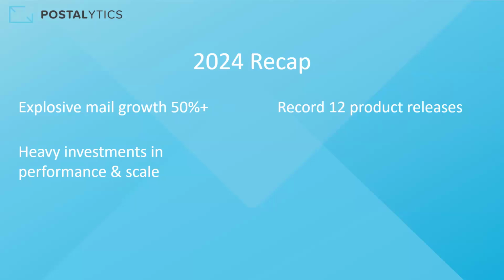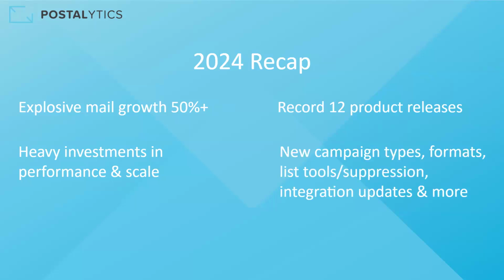We're increasing the pace of product releases. As of tonight, we'll have 12 in 2024, which is a record for the 7 years that we've been running Postalytics. We see this pace continuing into 2025. And finally, just a quick recap. We rolled out new campaign types, new formats, list tools, and different suppression list capabilities, more integrations. So we did a lot in 2024.